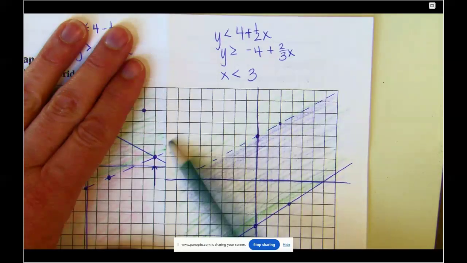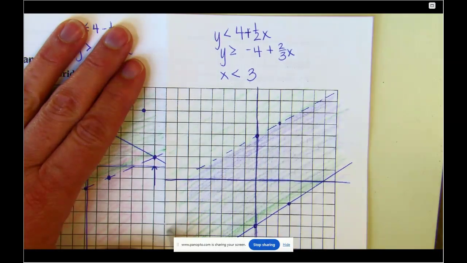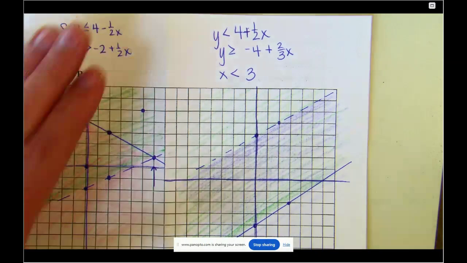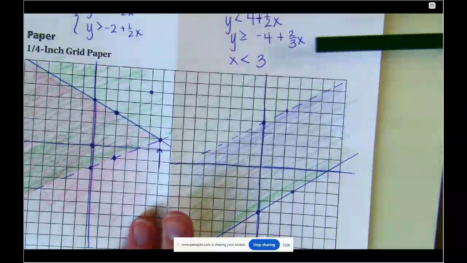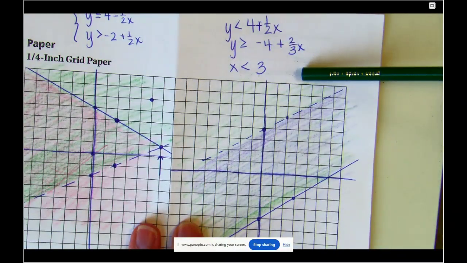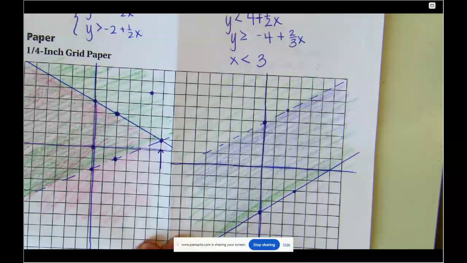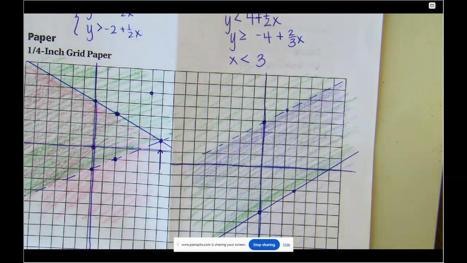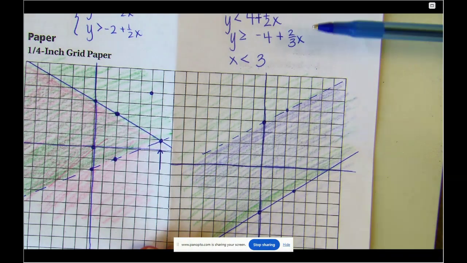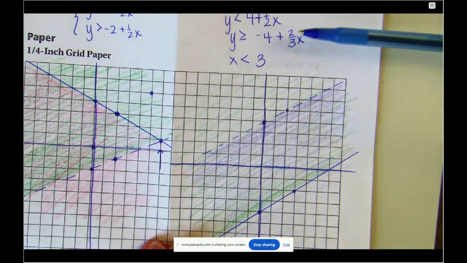So, Owen asked if these lines are supposed to be parallel, and they're not quite parallel. They're close. One of them has a slope of 1/2. One of them has a slope of 2/3. So if they cross, or when they cross, it will be way, way out and up. Okay. Now, let's see.